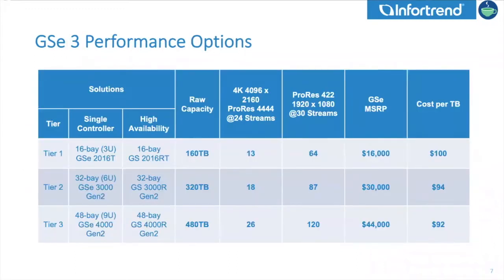In general, there are 3 performance options, or 3 tiers, for the GS series. The first is the entry-level GS 2000, a 16-bay that is good for, as you can see here, 13 streams of 4K video. We have the mid-range GS 3000, with 32 drives, so 2 16-bay expansions, good for 18 streams. And the 4000 series maxes out at 26 streams, and that's a head unit with two 16-bay expansions.